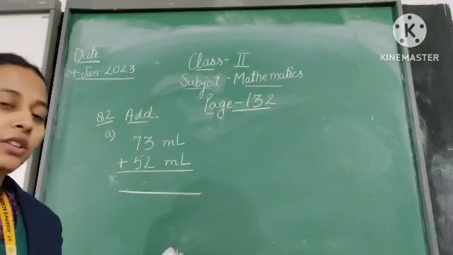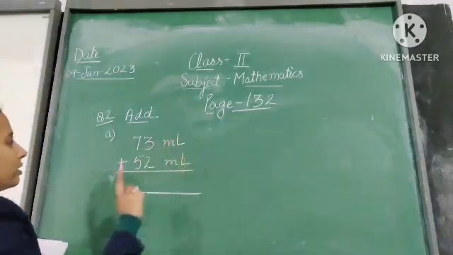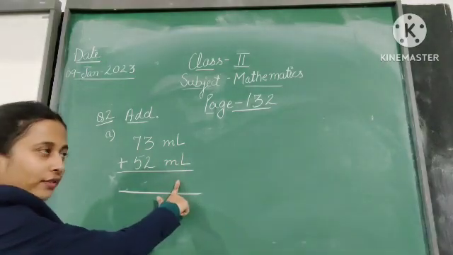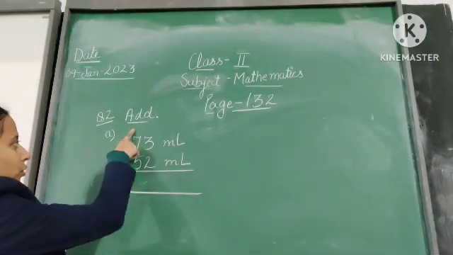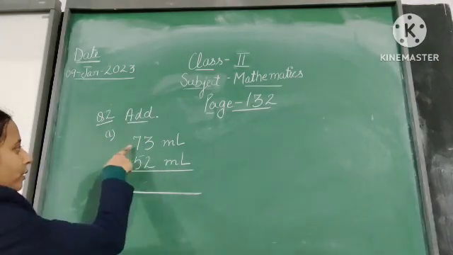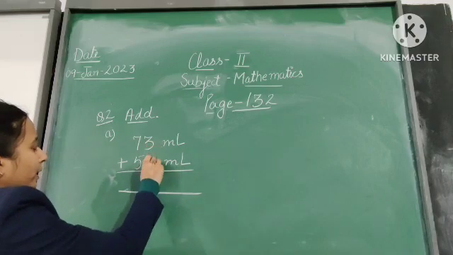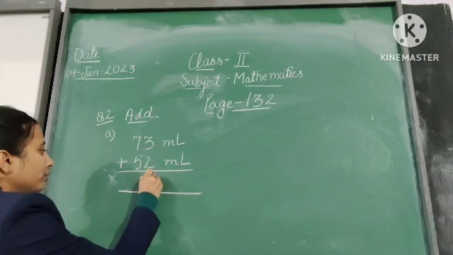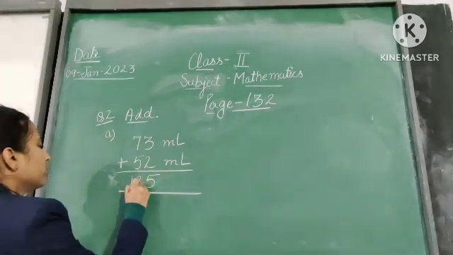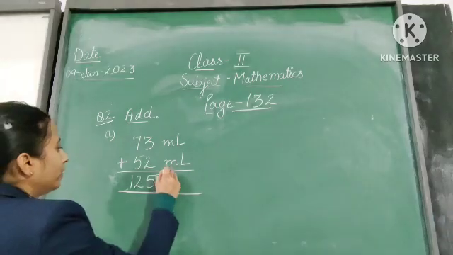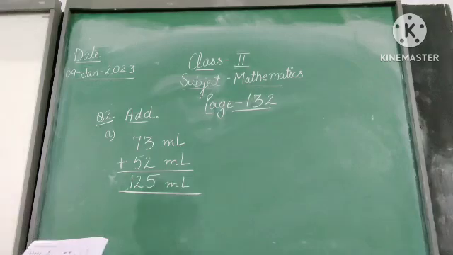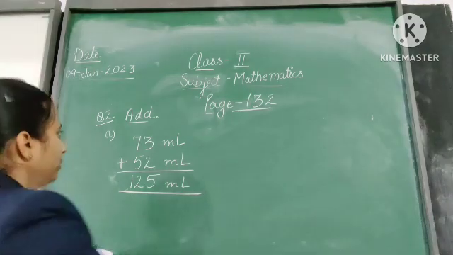As we have discussed in the previous classes as well, it is important that you write the unit in the answer as well as you show the number which you are carrying forward. So here we have to add 73 and 52. 3 plus 2 is 5 and 7 plus 5 is 12. So the answer is 125 ml. Here nothing was to be carried.